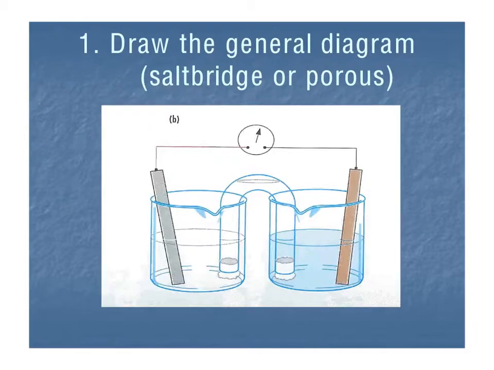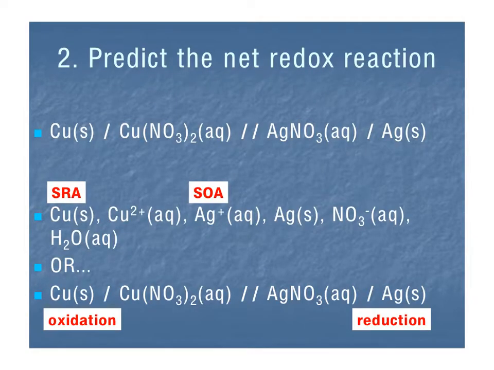The first thing we can do is draw two half cells, one on the left, one on the right. These two half cells contain a solid electrode, as well as a salt bridge connecting them, and a set of wires connecting them. Then we can predict our net redox reaction.